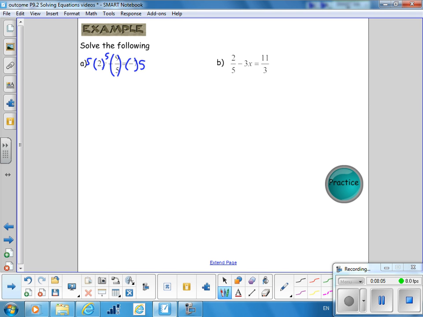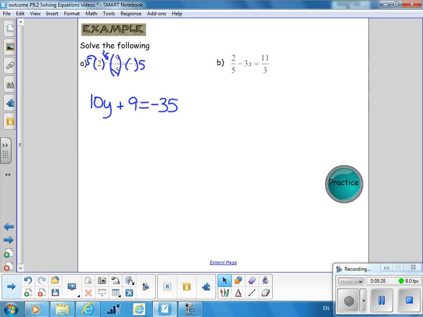So now we're going to have 5 times 2y is 10y. 5 divided by 5 is just 1. So we have plus 9, because 1 times 9 is 9. Negative 7 times 5 is negative 35. No fractions. A much easier problem to solve.